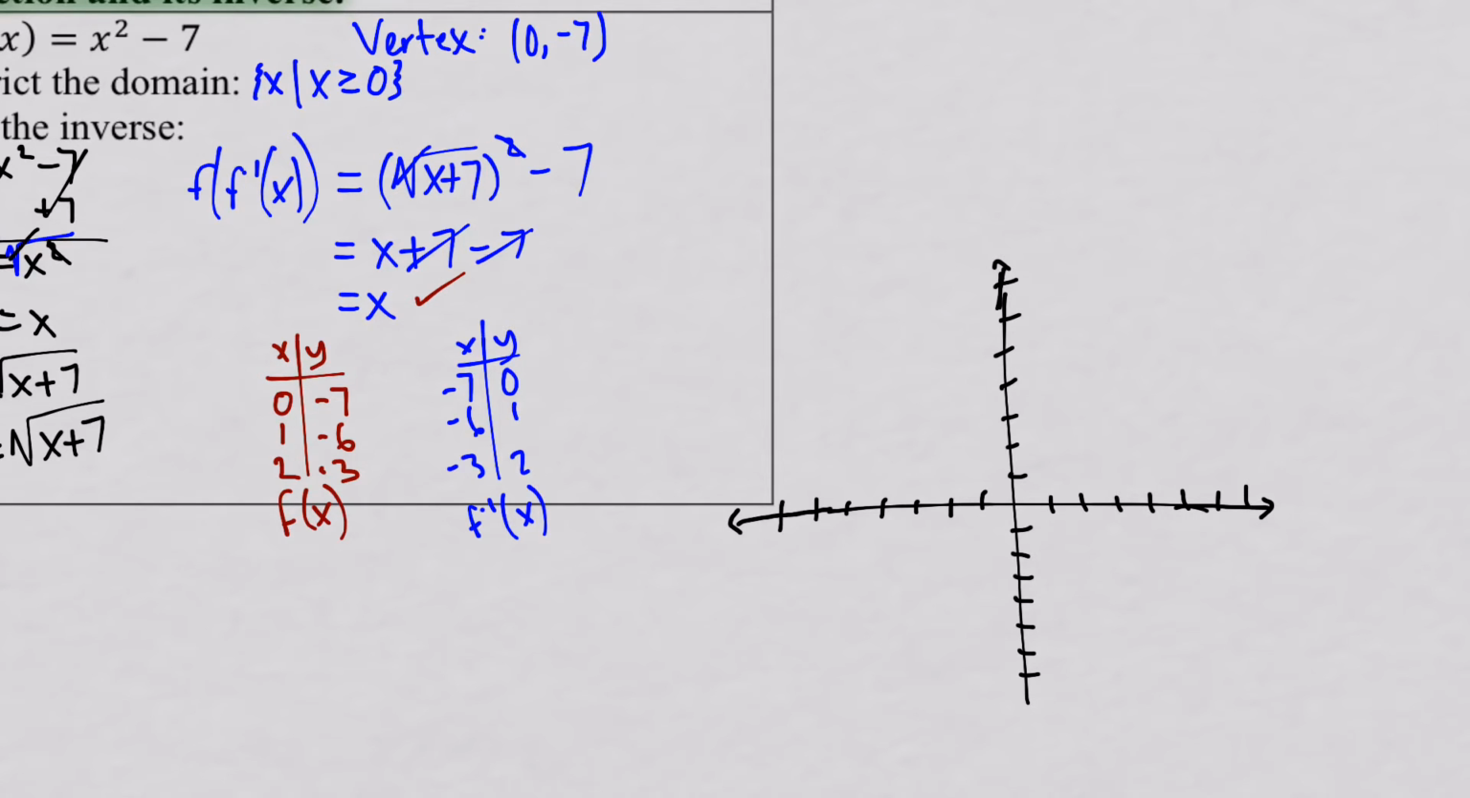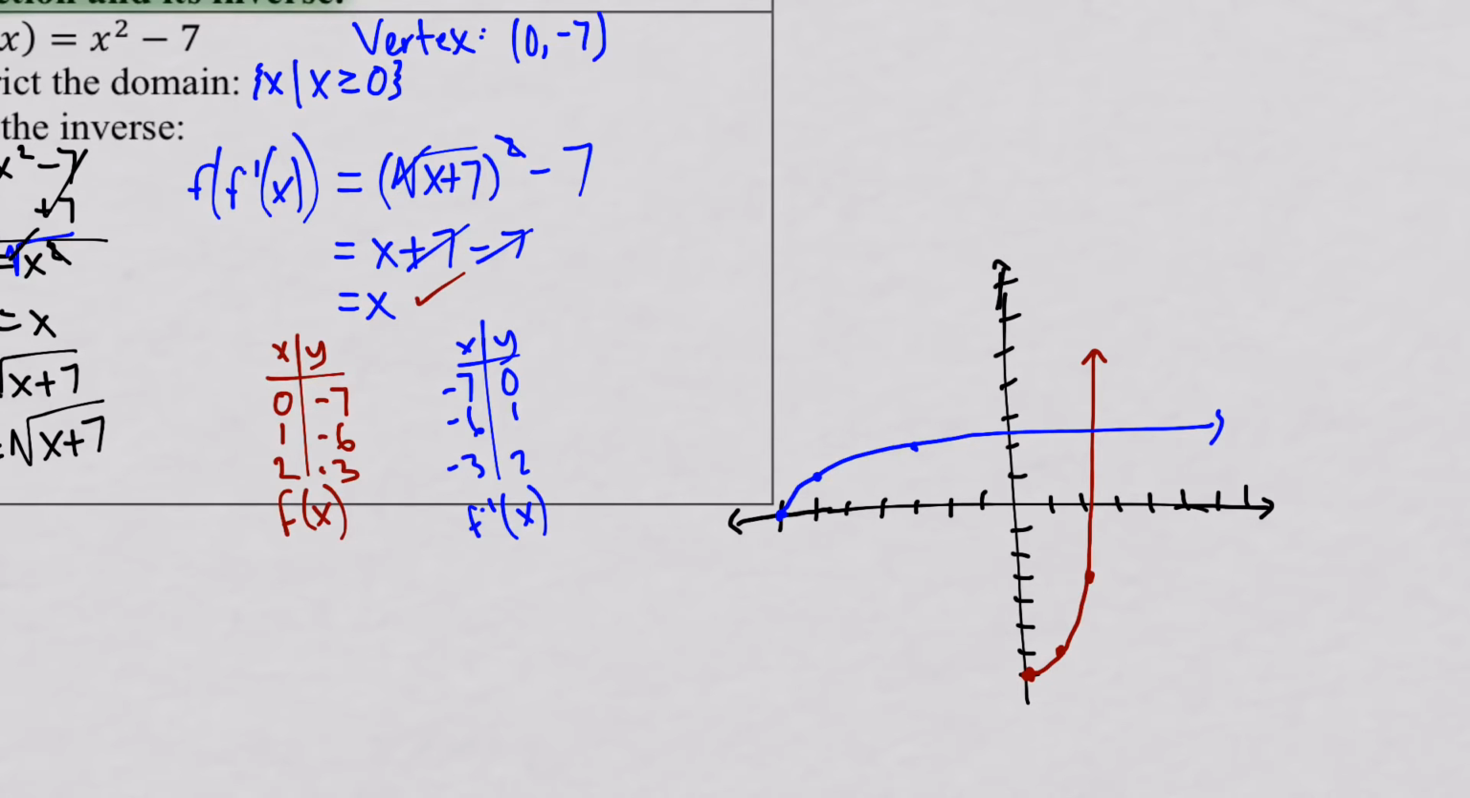Alright, let's graph the first one, the original in red. 0, negative 7 is down here. 1, negative 6 is down here also. And 2, negative 3 is down here also. So it looks like this. Half a parabola once again. You don't need the other side. For the inverse, negative 7, 0 is way out here. Negative 6, 1 is right here. And negative 3, 2 is right there. And so it starts here and it's going towards those like that. There's your original and your inverse.